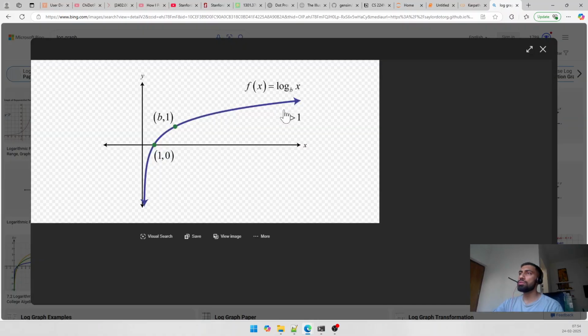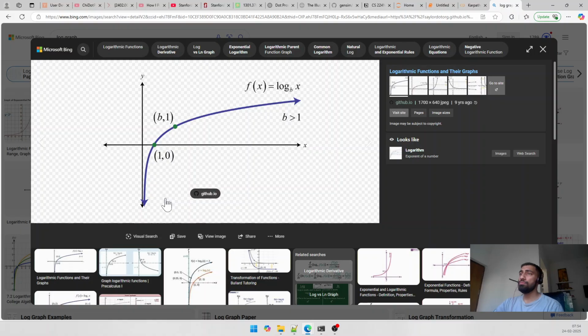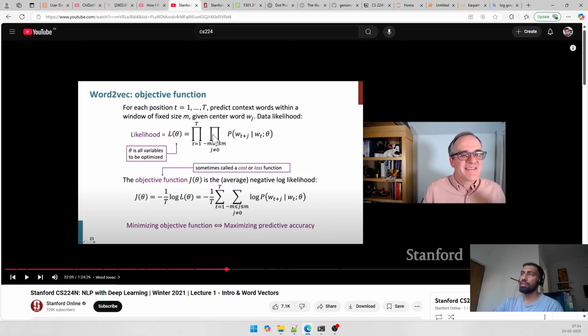Yeah, usually this is how the function of log looks like. The only reason for doing this, as he told, is that because there's a multiplication coming in here, we convert it into addition, which is much simpler to differentiate, because each element in the sum can be handled separately.